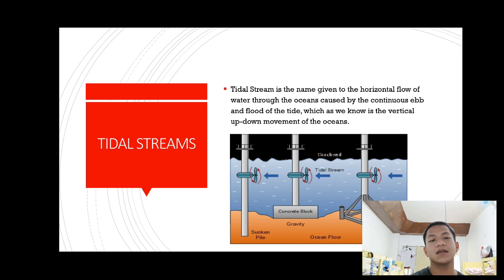Tidal streams. Tidal stream is the name given to the horizontal flow of water through the ocean caused by the continuous ebb and flood of the tide, which as we know is a vertical up and down movement of the oceans. So tidal streams are described by drift or rate and set, in which drift or rate is the speed and set is the direction of the current. In order to predict tidal streams, one needs to use tide tables in conjunction with a tidal atlas or tidal diamond.